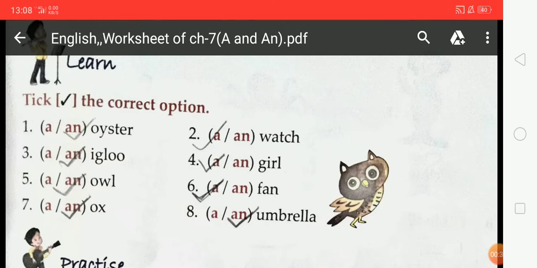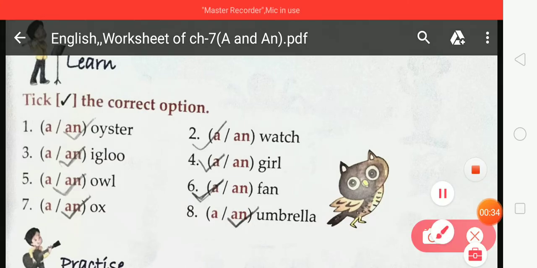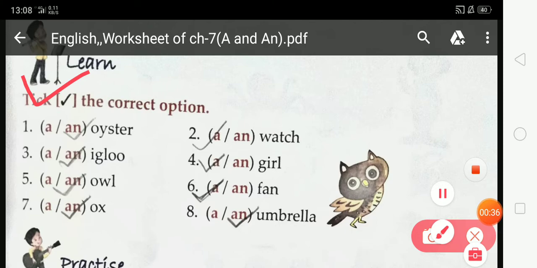First of all, exercise A: take the correct option. Here you have to take the correct option from the given options. You know that you have to use AN before the vowel sound and A before the consonant sound. So students, you know where you have to use A and AN.